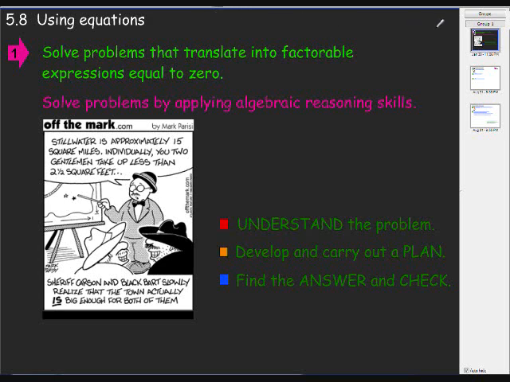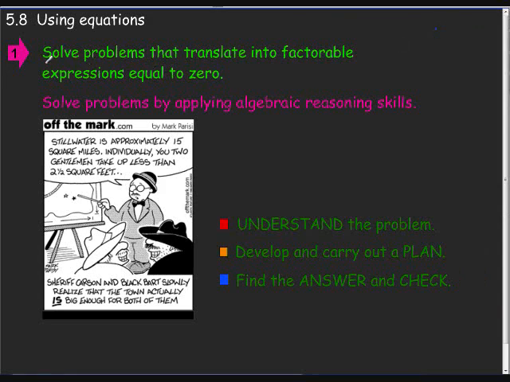Here's the best part, don't you agree, where we actually try solving some real world type problems. In other words, word problems using these equations. We're going to solve problems that will translate into factorable expressions equal to 0. What does that mean? If they're factorable, we're going to have a product, and if it's equal to 0, we're going to be able to use the ever popular zero product property.